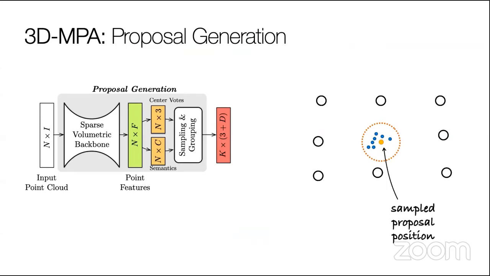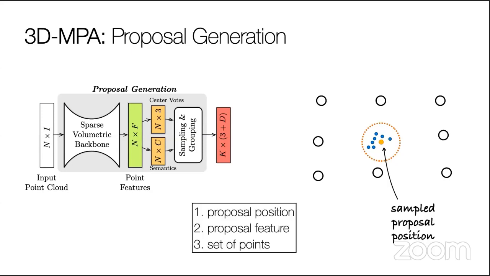For each proposal, we compute a d-dimensional proposal feature by applying PointNet on the sparse convolutional features of the grouped points. In summary, each proposal consists of a three-dimensional proposal position, a learned d-dimensional feature, and a set of points associated to the corresponding proposal.